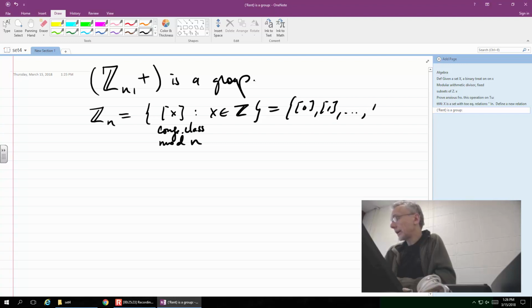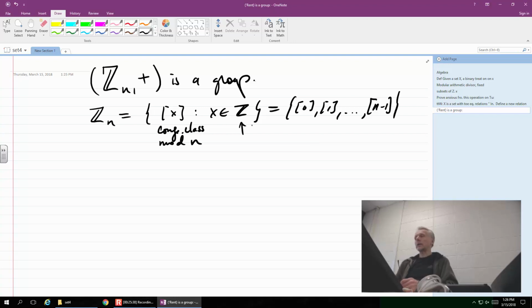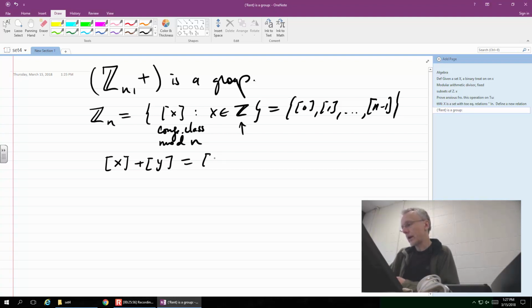There are only n classes. So if you want to pick the standard representation of those classes, this is how you do it. Even though you have infinitely many x's over there, together they produce only n equivalence classes. Then the operation, we'll do it one more time: the congruence class of x plus the congruence class of y is defined to be the congruence class of x plus y. So this is a group with two parts, a set and an operation.